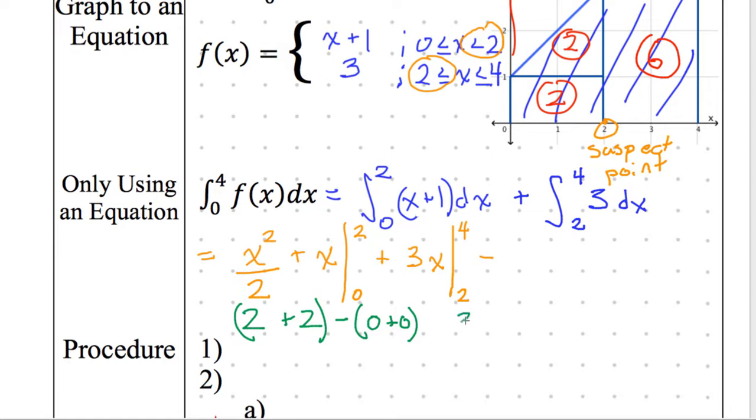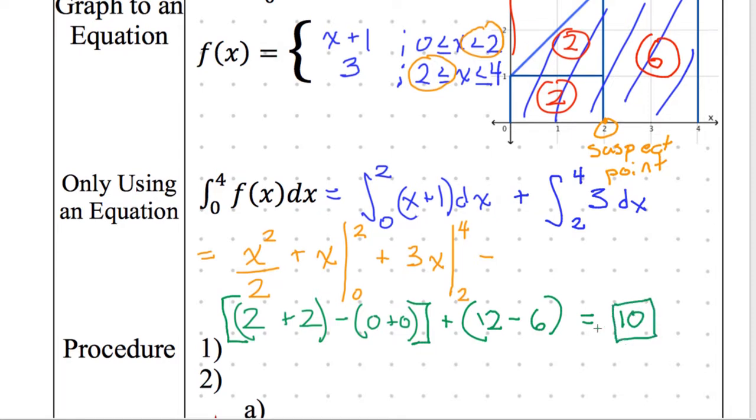That's going to be 3 times what? Or maybe we can just skip right to it. 3 times 4 is 12 minus 6. There it is. All right, and then so this whole thing was this piece. This piece was being added to this piece. So I'm adding 4 plus 6. 4 plus 6 is? 10. There it is.